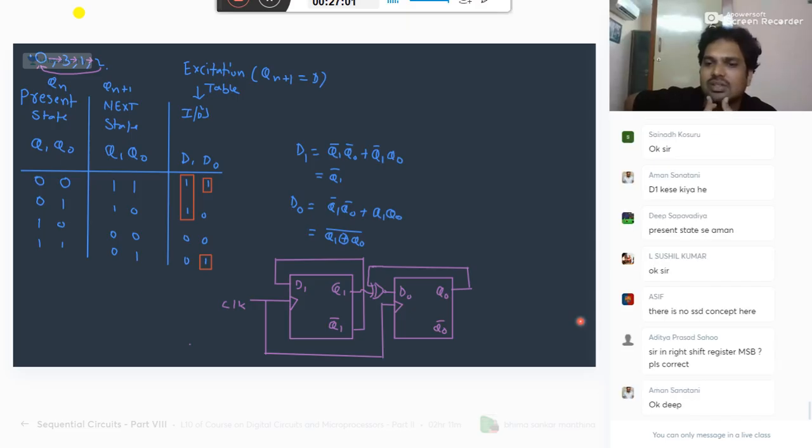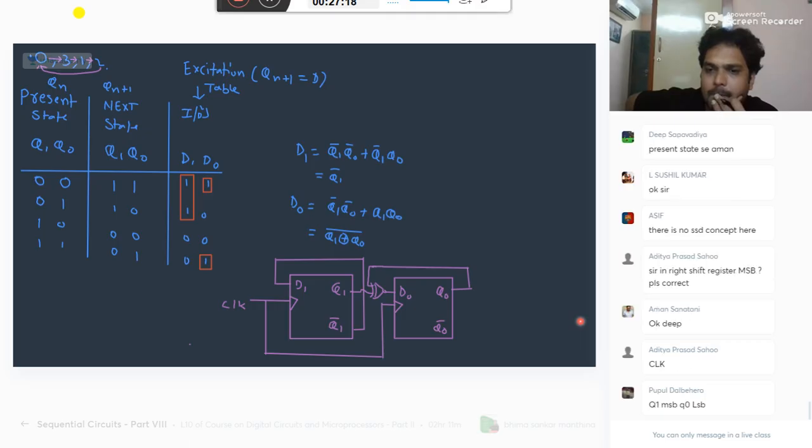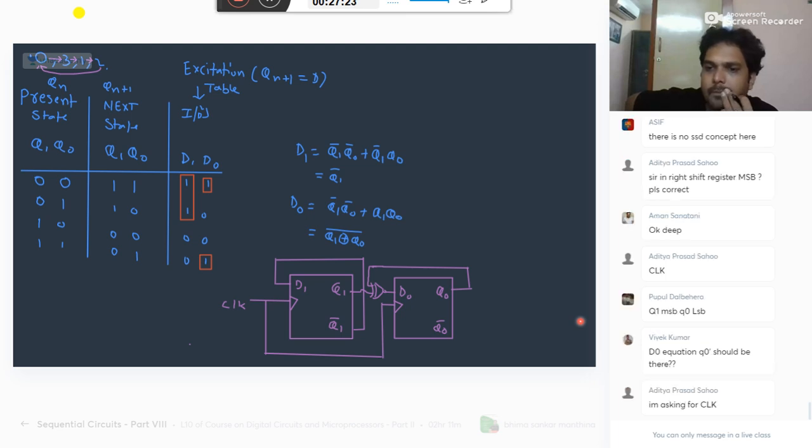Where is the right shift register here, Aditya? I don't know what you are asking. Where is the right shift register here? Here there is no register at all. This is the clock which is common to both of them. What is your problem in that? Please ask it clearly, Aditya.